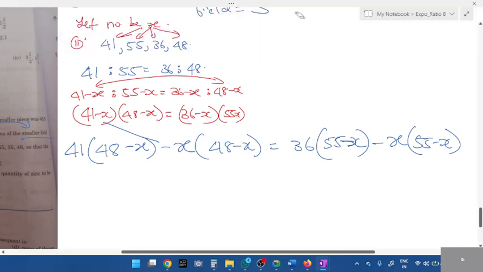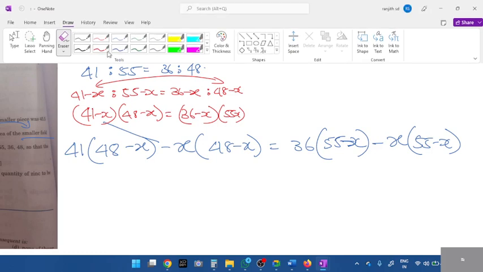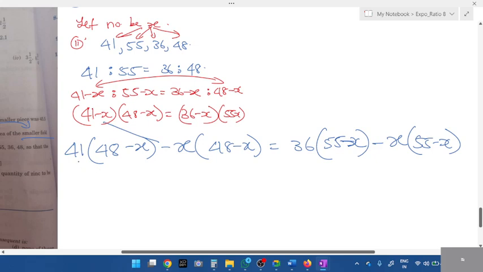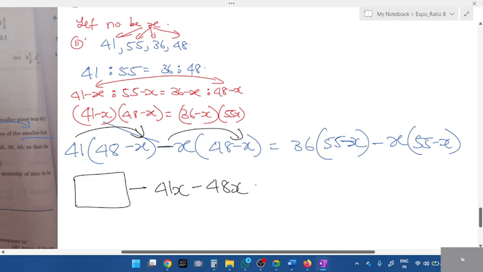Try this, students. First, what do you have to multiply? 41 into 48. You get an answer. Minus 41 into x, you get 41x. Tell me the next one. Minus x into 48. How much is minus x into 48? Minus 48x. Then multiply minus x into minus x. What is minus into minus? X into x is x square.